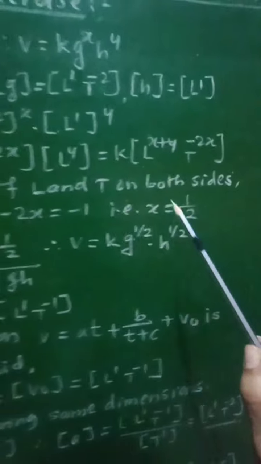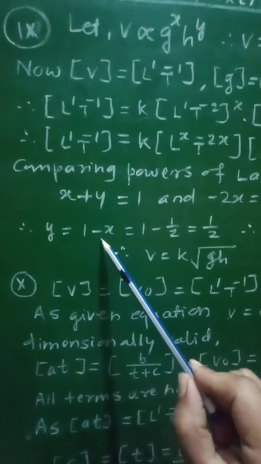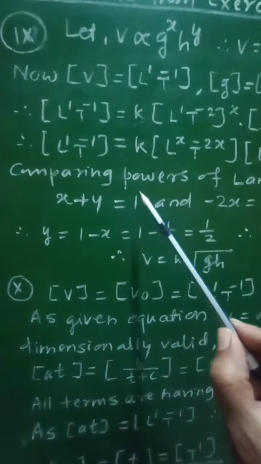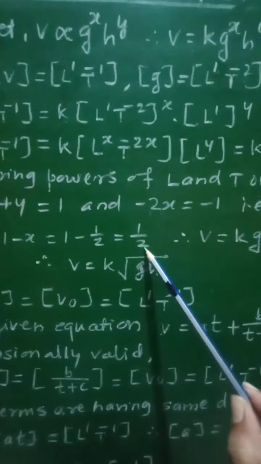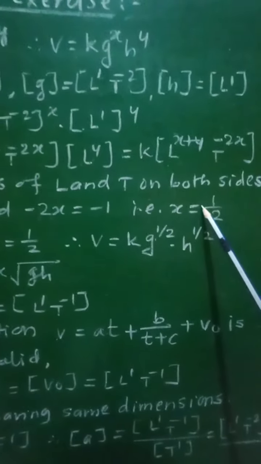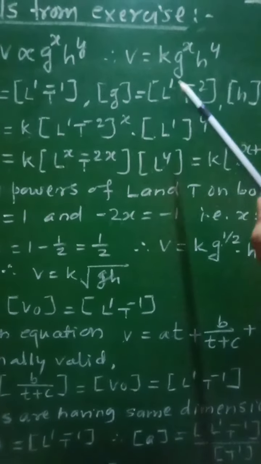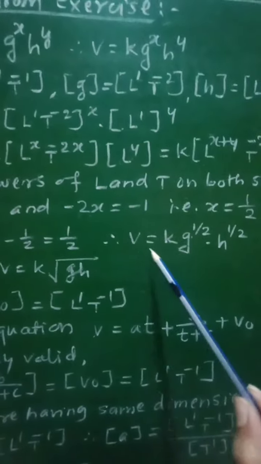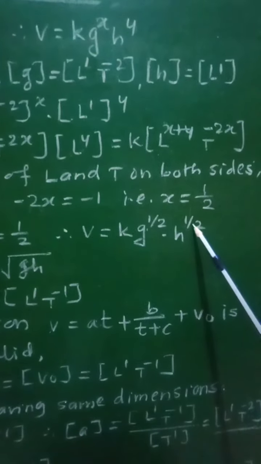Putting this value of half in this equation, we will get y equal to 1 minus x. That will be equal to 1 minus half, which is again equal to half. And therefore, as x is equal to half, y is equal to half again. Therefore, from this relation, we can write phi equal to k g raised to half into h raised to half.